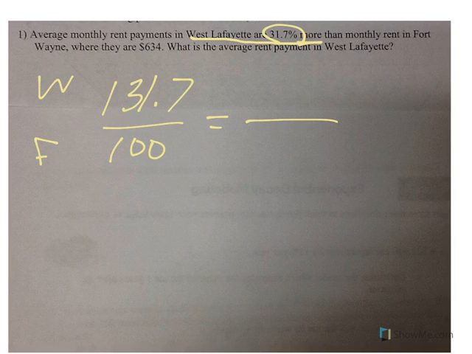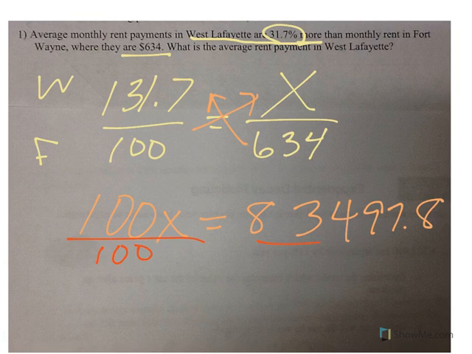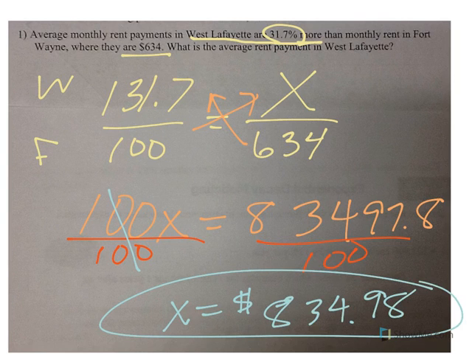Now on the other half, it says the rent in Fort Wayne is 634. So Fort Wayne's on the bottom, 634 goes there, and my unknown variable x goes in the top. So when I cross multiply, I have 100x equals 83,497.8. I divide both sides by 100, and the average rent in Lafayette would be $834.98.